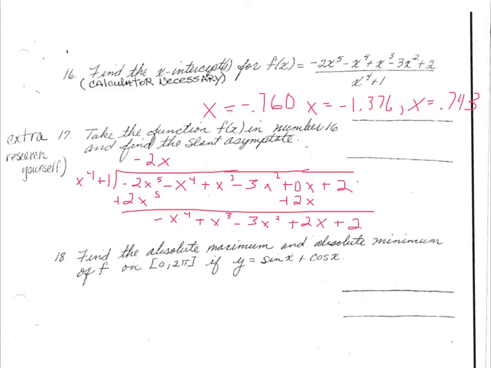And then we keep going. So I would have to multiply x to the fourth by a negative 1. And we're done. As soon as you get a linear function, that is your slant asymptote. You don't have to worry about any type of remainder. So our slant asymptote would be y equals negative 2x minus 1 for this function.